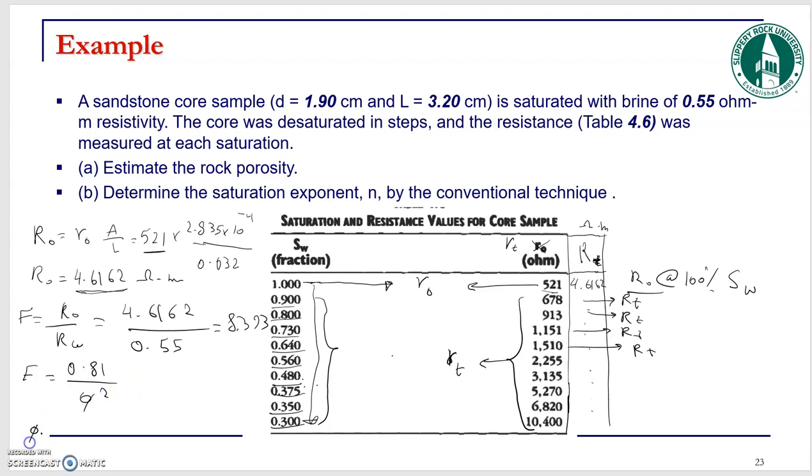So porosity is equal to the square root of 0.81 divided by the formation resistivity factor, which in this case is 8.393, and the porosity will be equal to 0.31, right? Which means that your porosity is 31%.